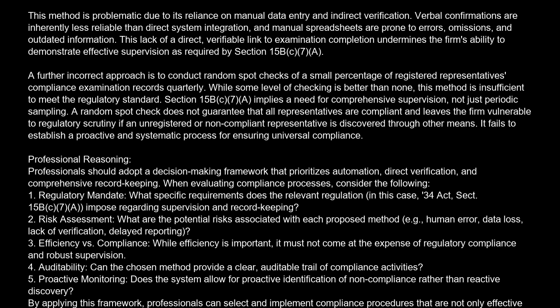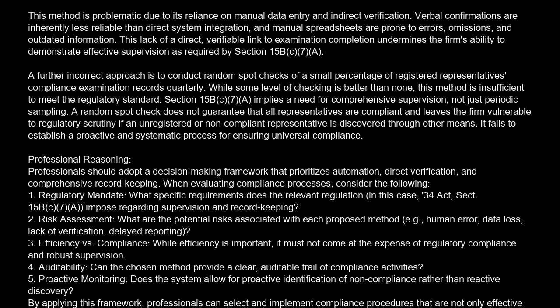A further incorrect approach is to conduct random spot checks of a small percentage of registered representatives' compliance examination records quarterly. While some level of checking is better than none, this method is insufficient to meet the regulatory standard. Section 15B(c)(7)(A) implies a need for comprehensive supervision, not just periodic sampling. A random spot check does not guarantee that all representatives are compliant and leaves the firm vulnerable to regulatory scrutiny if an unregistered or non-compliant representative is discovered through other means. It fails to establish a proactive and systematic process for ensuring universal compliance.